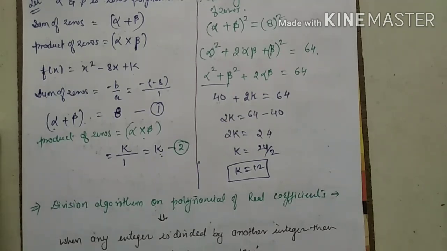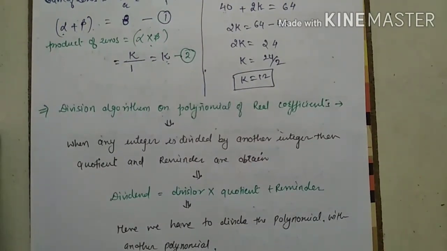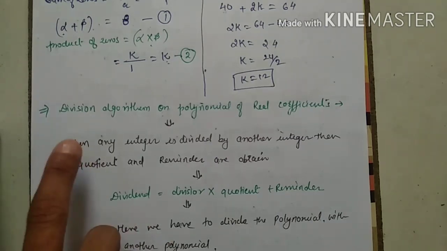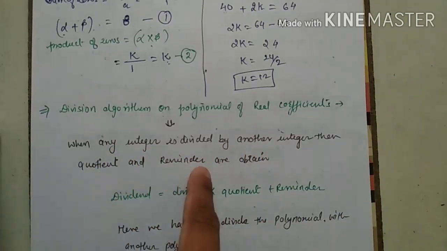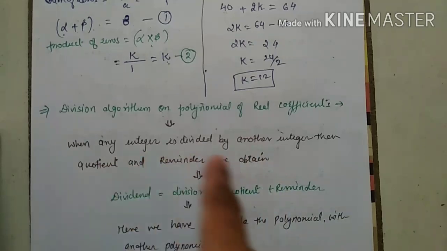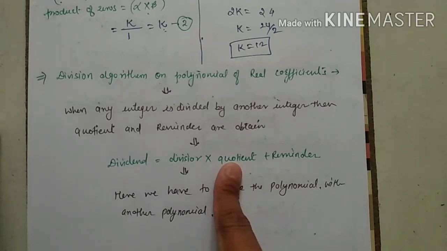Okay. Now come to the new topic. Division algorithm on polynomials of real coefficient. Now understand. We have done the algorithm. I think you have a little bit of idea about the algorithm we did in real numbers, correct? So the same thing we have to do here, but we have to divide polynomials. When any integer is divided by another integer, then quotient and remainder are obtained. What will we find? Quotient and remainder. So it can be written like this: dividend equals divisor into quotient plus remainder.